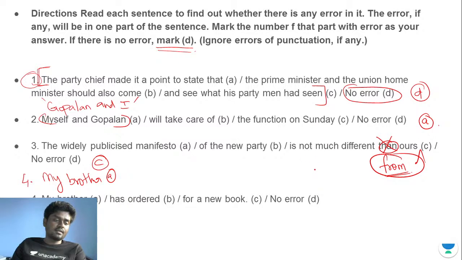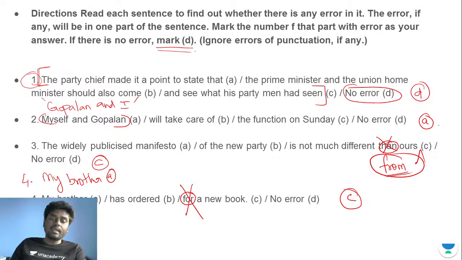Very good, Aditya. It is again C. So the thing is, it should be my brother has ordered a new book. It should not be for. For should be removed. Okay.